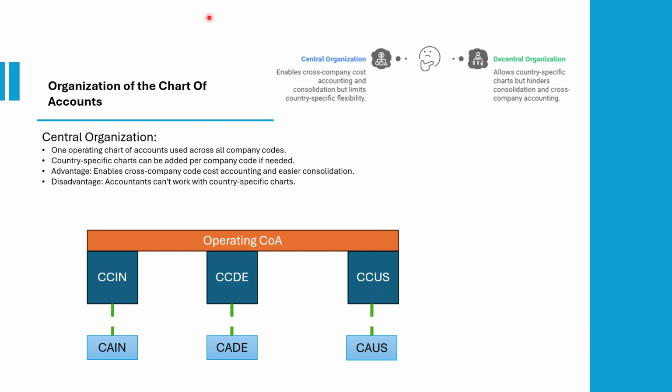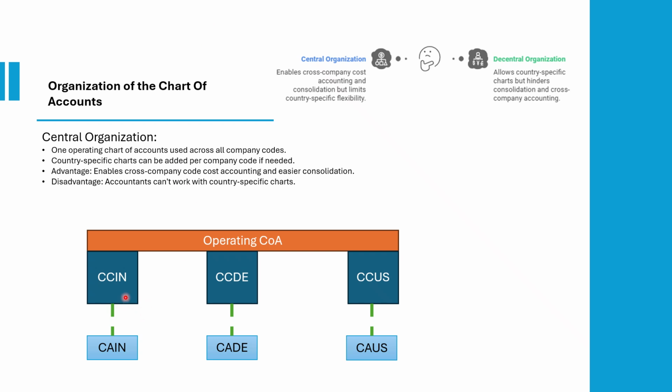So if in your organization we can define a chart of accounts which contains all accounts and can be used by all company codes. Okay, so this will become our operating chart of accounts for all company codes. And if we need to meet specific country requirements, we can use additional chart of accounts which will be country specific chart of accounts for each company code, as you see here.